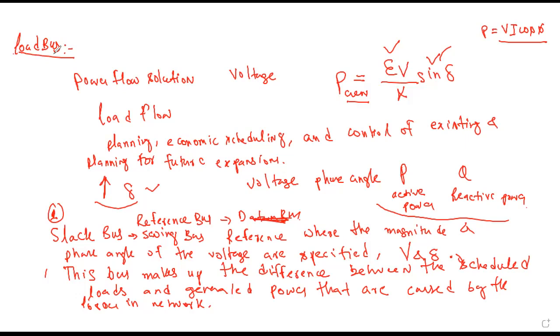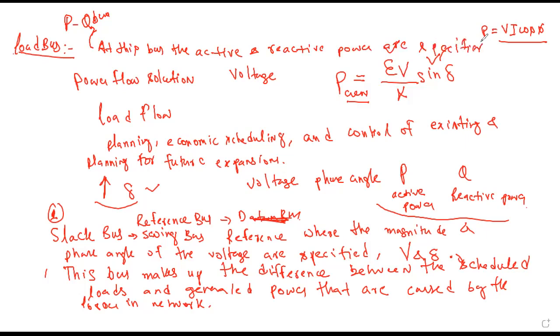Then there is another part called the load bus. The load bus takes into account the active and the reactive power. This bus is also called the PQ bus. At this bus, the active and reactive power are specified.